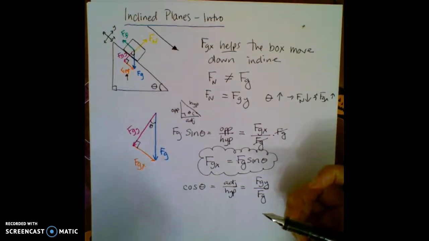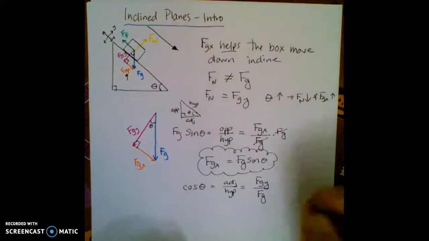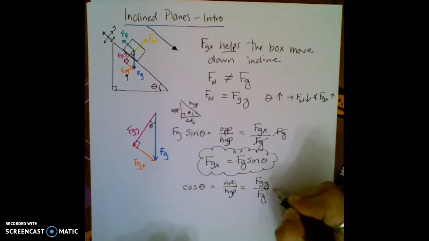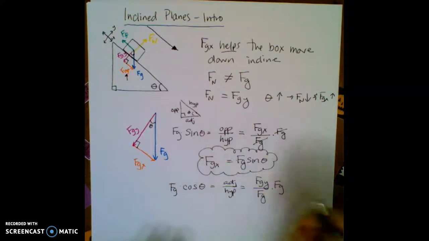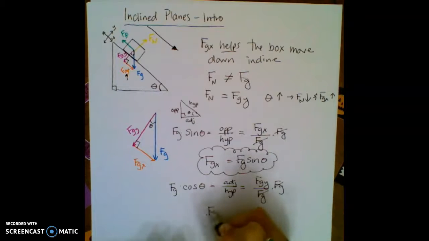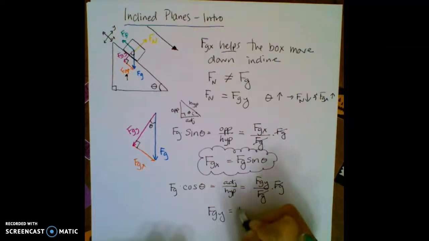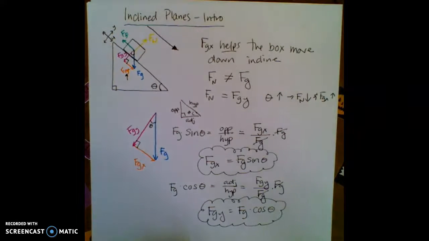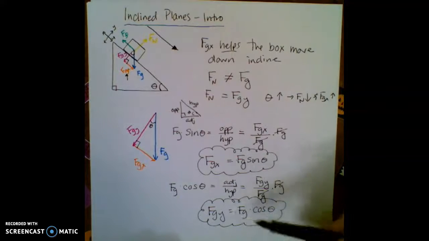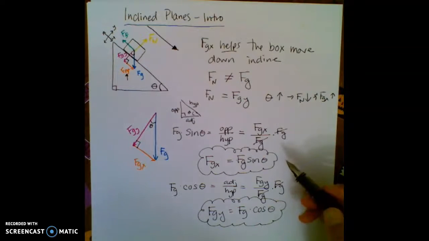And again, to get Fgy by itself, I multiply both sides by Fg, and I'm left with Fgy is equal to Fg times the cos of theta. And of course, Fg is mg, the mass, times the acceleration due to gravity of wherever you are, or the weight. So that's how you can calculate it.